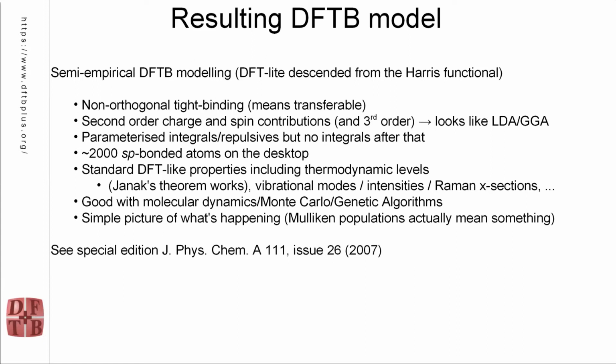The method's parameterized, but once you get the parameters, there is no integration or refitting after that, the thing kind of runs. And around about 2000 sp bonded atoms is something you can do quite easily on a modern desktop machine. Now, since this thing comes from DFT, a bunch of DFT properties also naturally drop out of this kind of thing. And because it's semi-empirical, there's also a relatively simple picture of what's going on in the system. So simple ideas like Mulliken populations actually mean something to this theory, which is kind of nice.